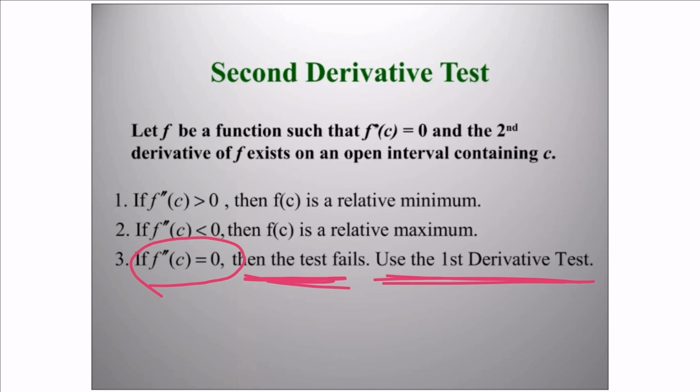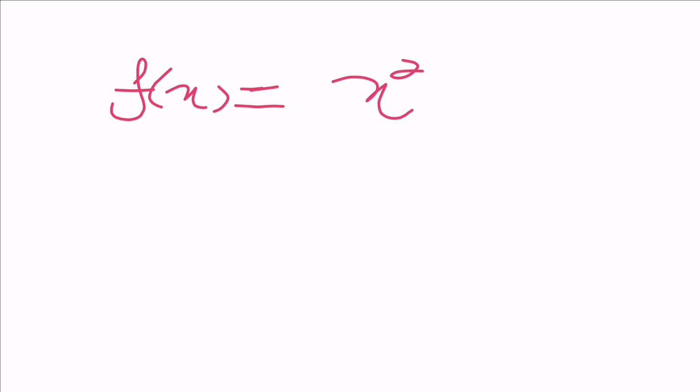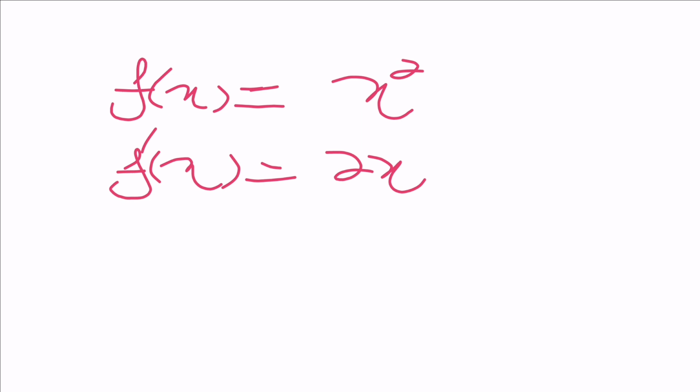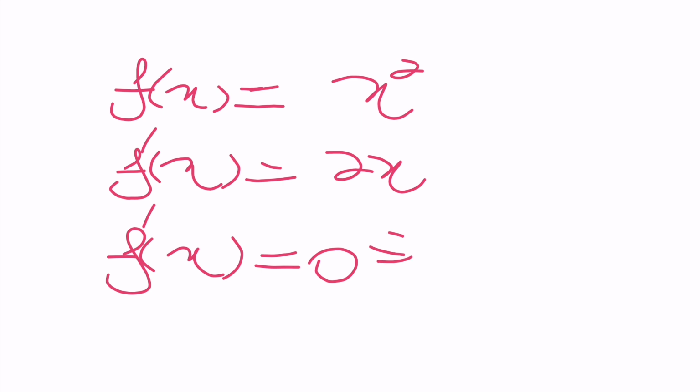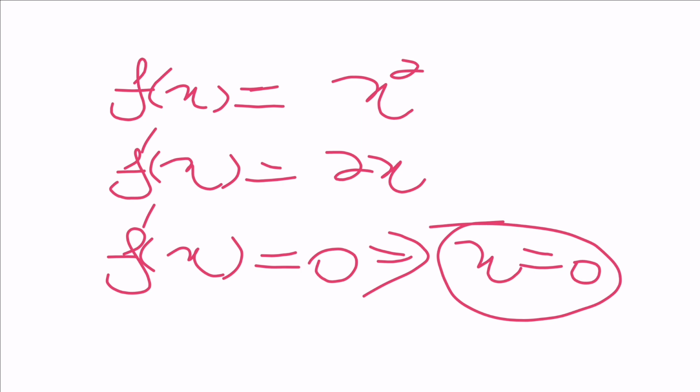For example, if we consider the function f of x is equal to x square, then by the first derivative, f dash of x is equal to 2x. Now if we put f dash of x equal to 0, which implies that x is equal to 0, it means x equal to 0 is a critical point.